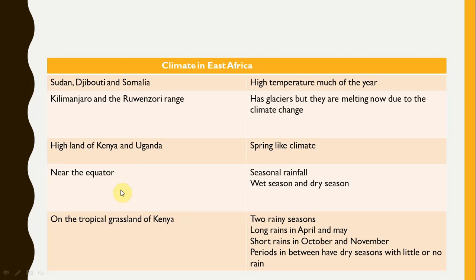We have also, on the highlands of Kenya and Uganda, a spring-like climate. Near the equator, we have seasonal rainfall, wet seasons and dry seasons. And at the end, on the tropical grassland of Kenya, we have 2 rainy seasons: the long rains in April and May, short rains in October and November, and the periods in between have dry seasons with little or no rain at all. So as you can see, we have a variety of climate and also temperature. In between, high temperature, places with glaciers, spring climate, wet and dry seasons, and rainy seasons.